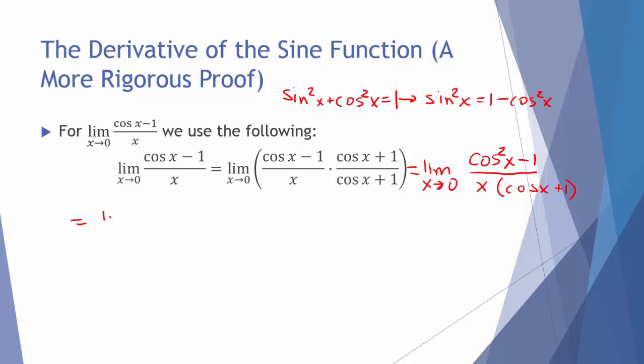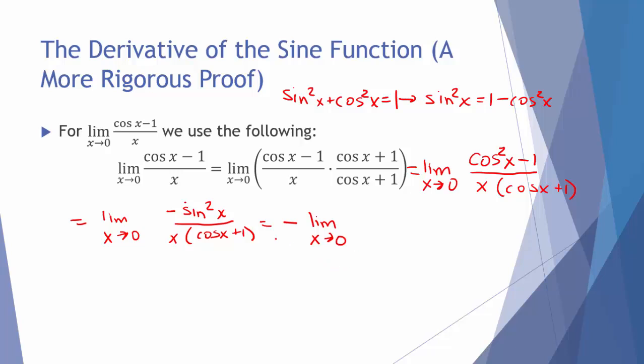So that numerator is not equal to sine squared x, but it is equal to the negative of sine squared x over x times the cosine of x plus 1. Okay, so the reason that we have that is, if you notice, sine squared x is just sine x times sine x. So I'm going to take the negative. It's just a constant negative 1. So I'm going to pull that out front. So I have the negative.